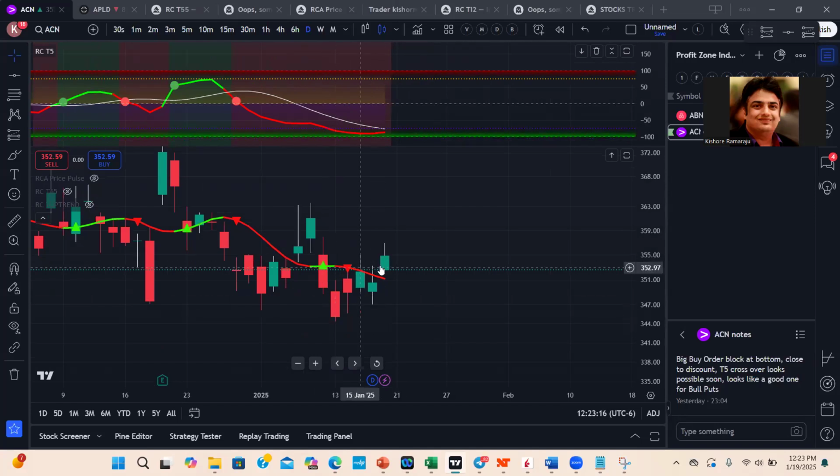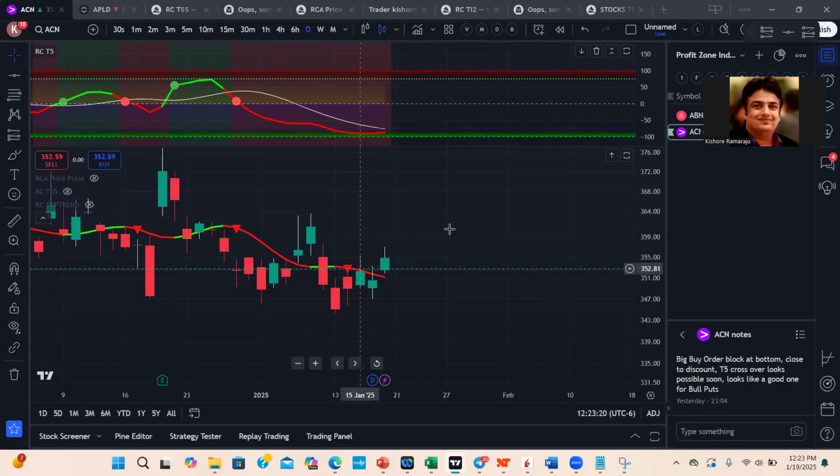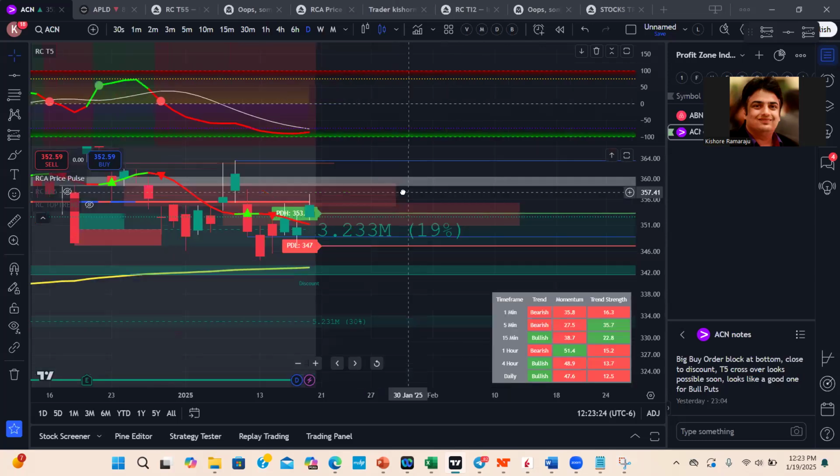I can buy the calls if I want, but if you want low risk, you can do the following. If I see the price pulse, I see a 3.2 million buy order block. Big companies are buying it a lot. That means if I do a bull put spread here, my risk is minimal. If the stock stays here, I'll make money. If it goes up, I'll make money. If it comes a little bit down, I'll make money, because it already came all the way to the oversold area.